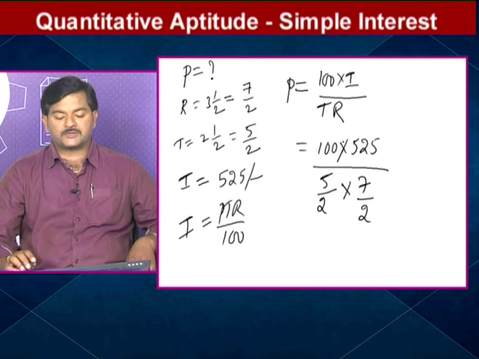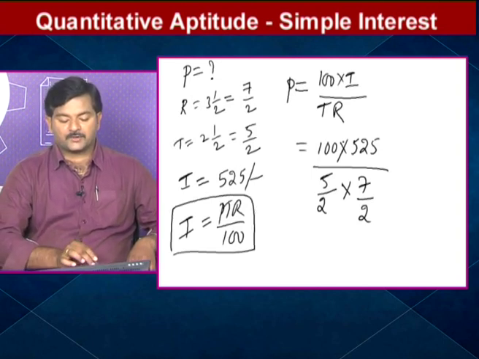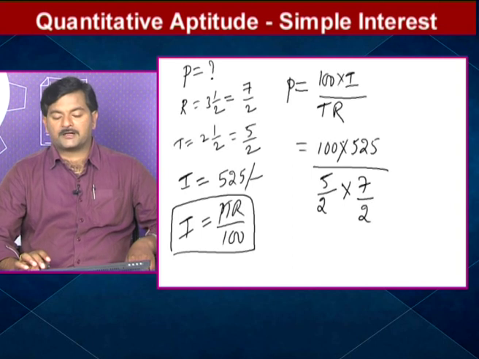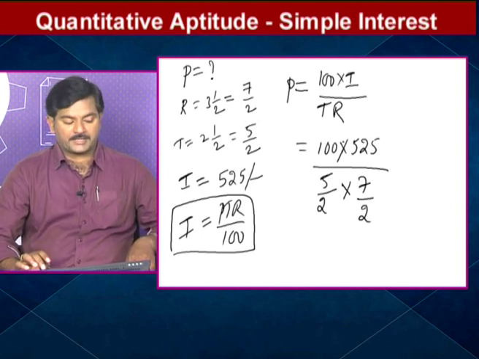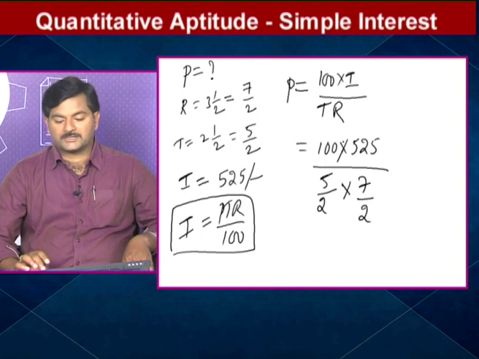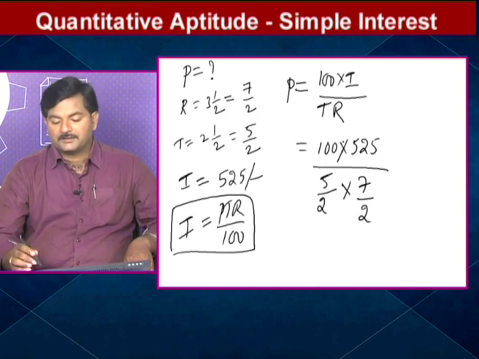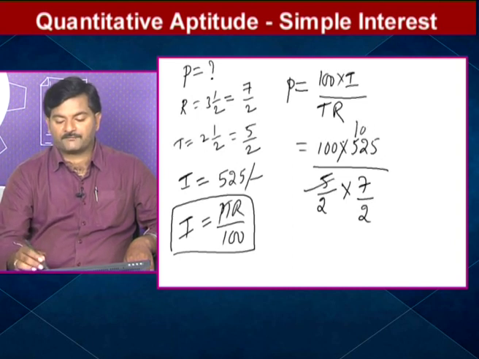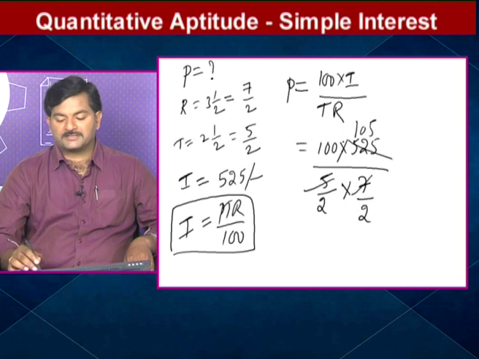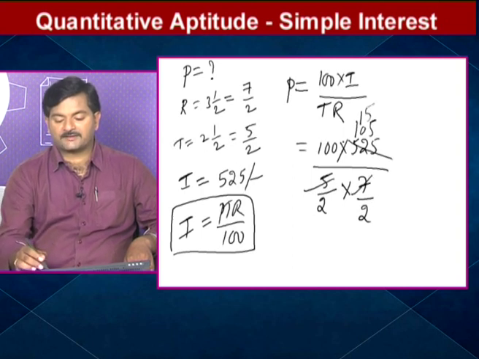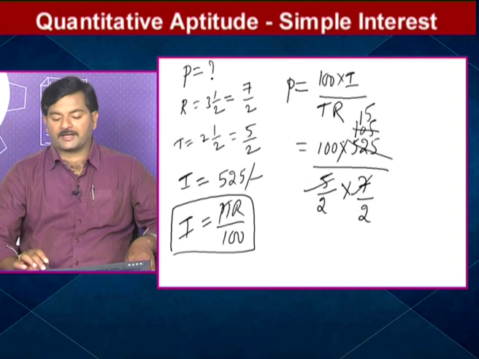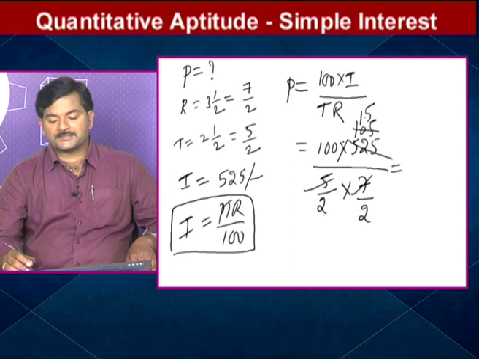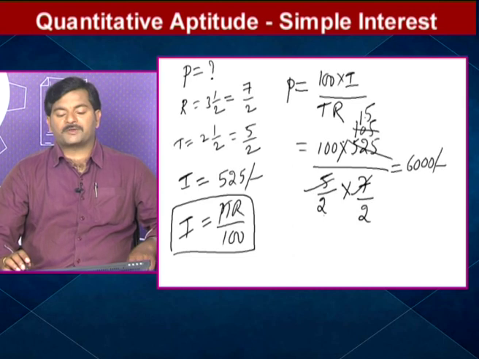So substituting all the corresponding values, from I is equal to PTR by 100, P is equal to 100 into I by TR we can write. Simplification is very easy. 7 we can cancel with the 5 table. 5 1s are 5, 5 5s are 25. 7 1s are 7, 7 5s are 35. So 2 into 2 is 4, 15 4s are 60, 60 into 100. Therefore, I am getting rupees 6,000.